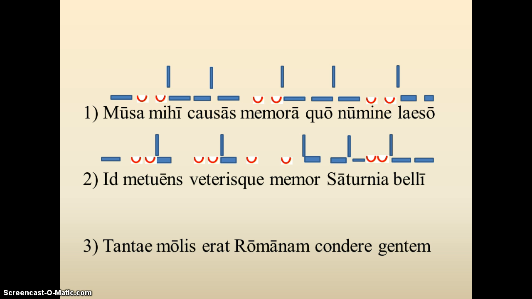Try the third one on your own. Remember, the TAN in tantae must be long, the first syllable. The last 5 syllables make up the dactyl and either the spondee, although here gentem, either a spondee or a trochee. The last syllable won't matter. Which vowels are long? Which ones have a long mark? Where are the diphthongs? And where are the vowels followed by two consonants?